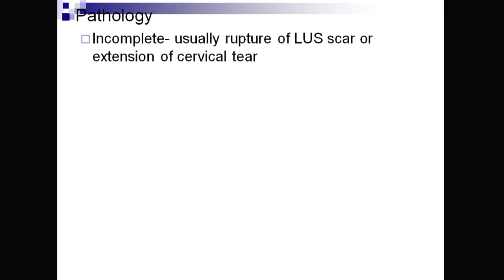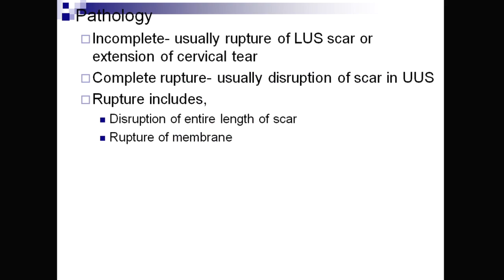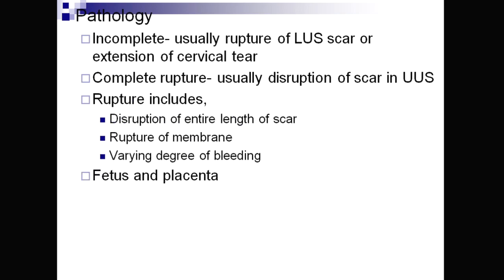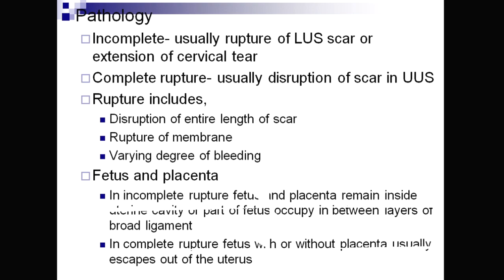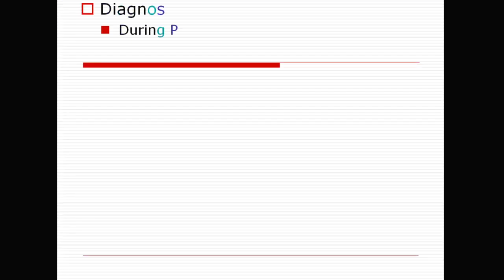Pathology. If it is incomplete, usually rupture of lower uterine scar or extension of a cervical tear. Complete rupture, usually disruption of the scar in the upper uterine segment. Rupture includes disruption of the entire length of the scar, rupture of the membrane, varying degree of bleeding. The fetus and placenta: in incomplete rupture, the fetus and placenta may remain inside the uterine cavity or part of the fetus may occupy in between layers of broad ligament. In complete rupture, fetus with or without placenta usually escapes out of the uterus.